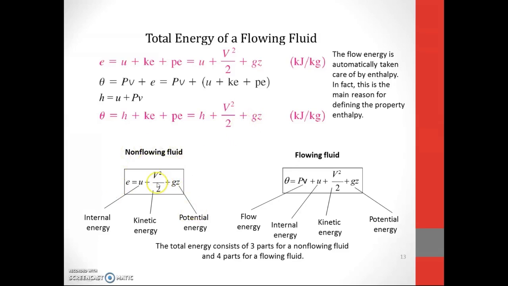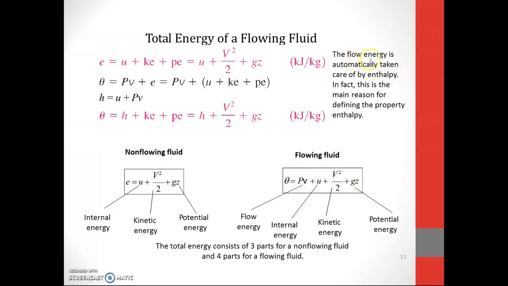These are the equations that you can use for non-flowing fluid and flowing fluid. For non-flowing fluid, you have these equations, where u is internal energy, this is kinetic energy, this is potential energy. But this time you have flow energy. Work equals PV, remember. Flow energy plus the non-flowing fluid equation just now. So the total energy consists of three parts for a non-flowing fluid, and four parts for a flowing fluid. You have to solve each of them. This is the non-flowing fluid equation, and this is the flowing fluid equation.